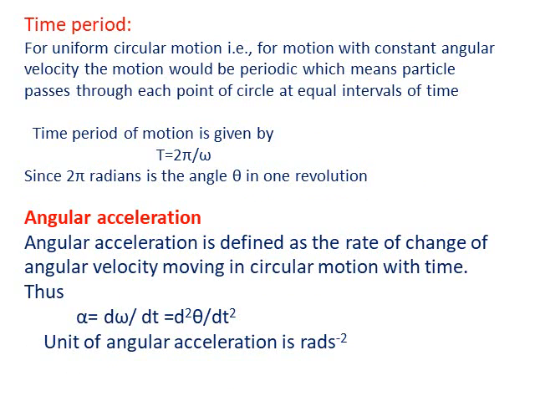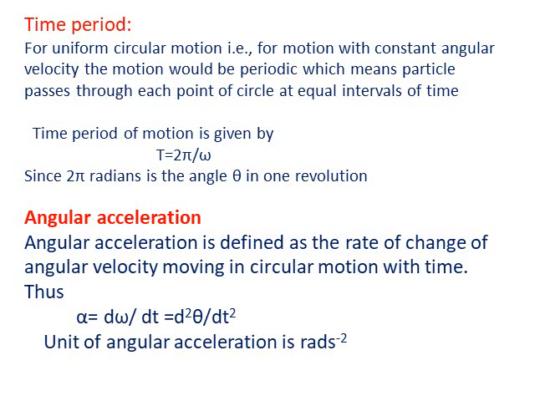Time period. The time taken by a particle to complete one revolution along its circular path is called its time period of revolution. It is denoted by capital T and is measured in seconds. So the time period of the motion, when it completes one circular motion, means the total angle will be 360 degrees or 2 pi radians. So the time period will be equal to 2 pi divided by angular velocity.